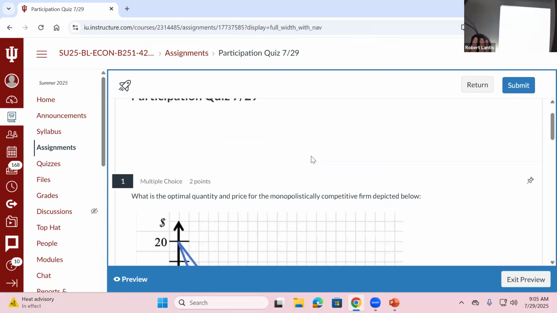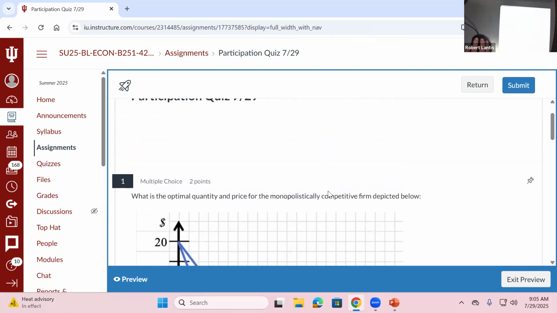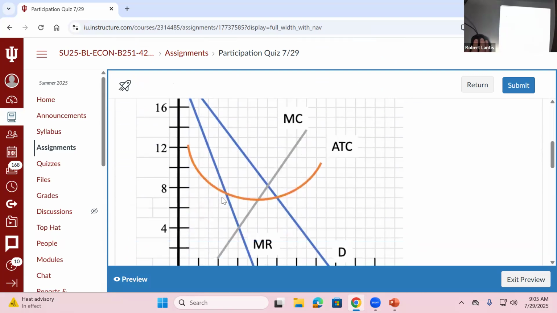So let's say we've got this depiction of a monopolistically competitive firm. What is the optimal price and quantity going to be for this firm to choose?